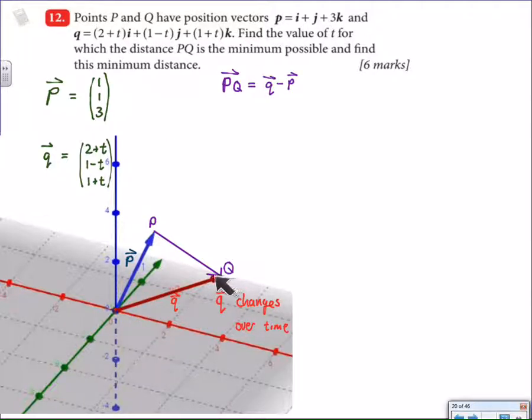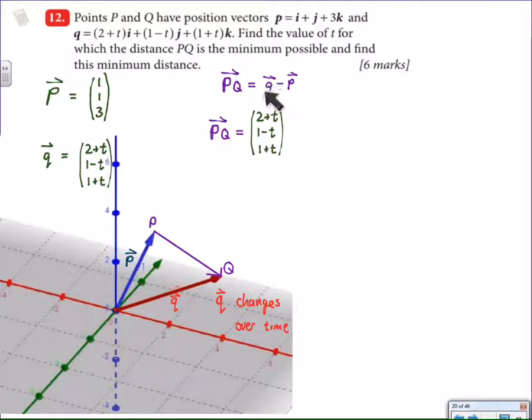q is dependent on t, and so this vector q is going to be in a different location as I continue to change t. It turns out that you can find a line that it would fall on, and that we're going to study a little bit later. But here we can find vector PQ, and we would like to minimize the distance PQ, so first we need to find a way to establish the distance PQ.